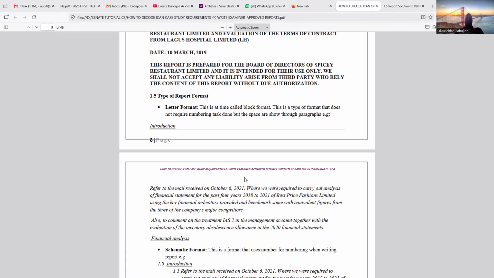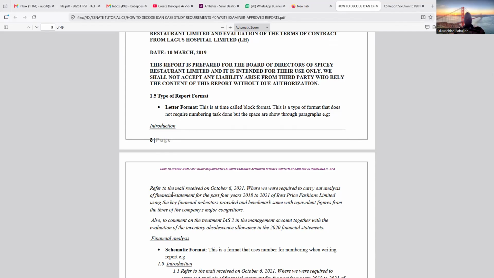So we have what we call letter format and schematic format. Now, how does the letter format look? This is at times called block format. It is a type of format that does not require numbering, but the spaces are shown through paragraphs. For example, I want to start my report. I start with the introduction, and after that, I start immediately with the next paragraph on the next line.